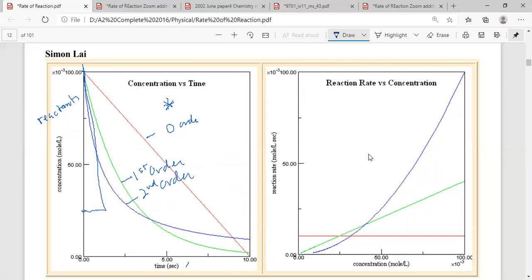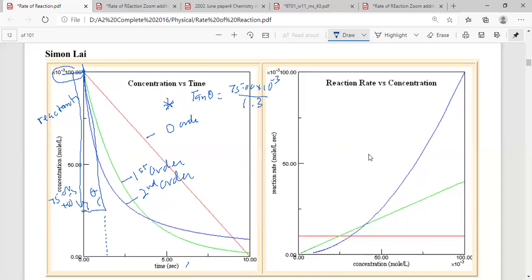Okay, to find the rate here: tan theta is equal to the change in concentration, from here to here, which is about 75.00 times 10 to the power of -3, over the time. Here is 5 seconds, here is 2.5, let's say it's 1.3. So this is the rate at this concentration.